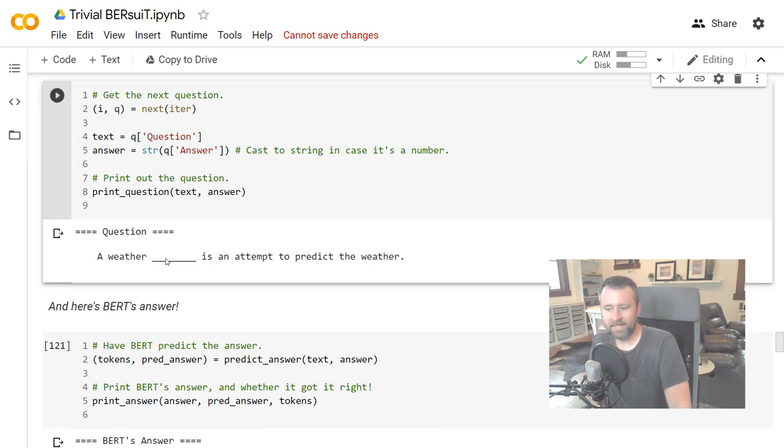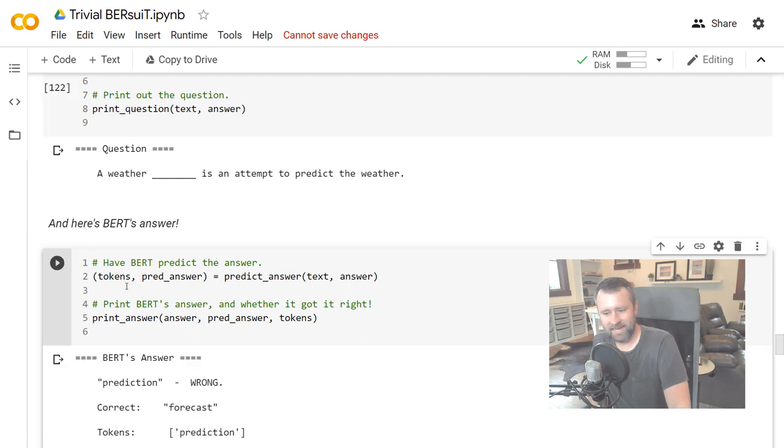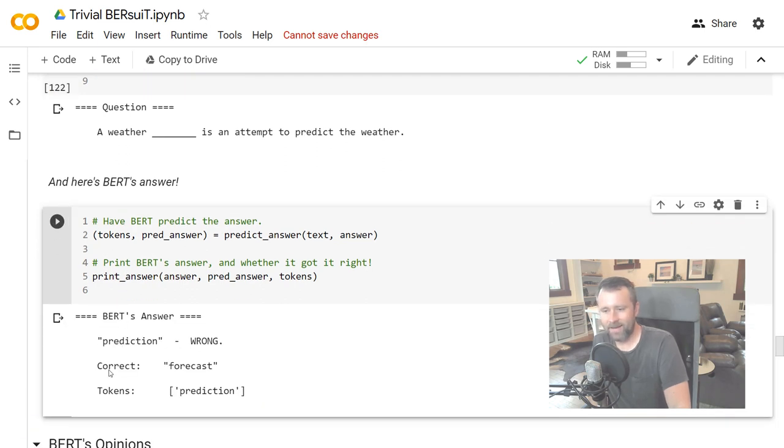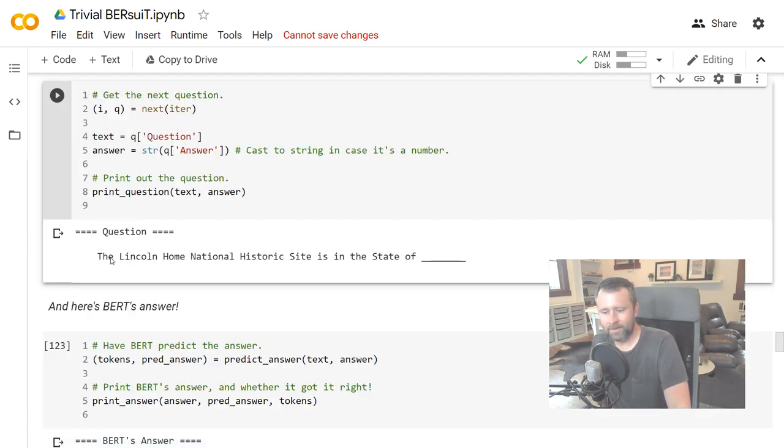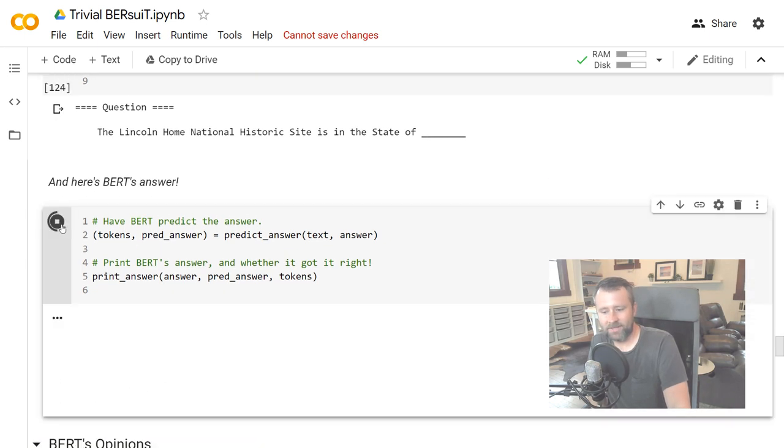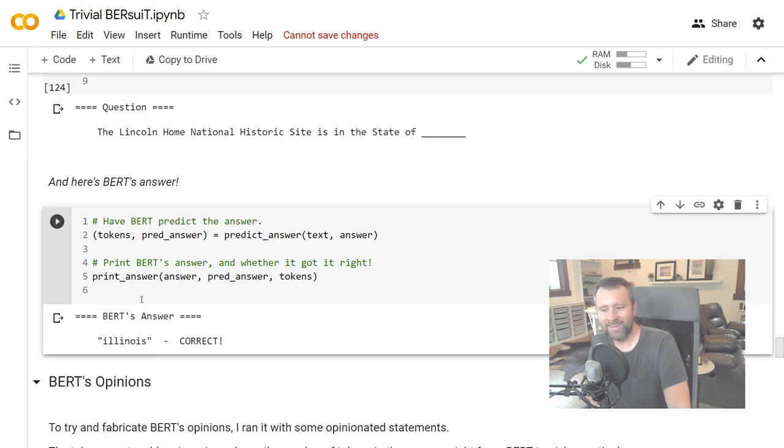A weather blank is an attempt to predict the weather. That seems like a dead giveaway. Prediction? Forecast. I was going to say prediction too. All right. The Lincoln Home National Historic Site is in the state of... More U.S. history. Come on. Illinois. It knows.